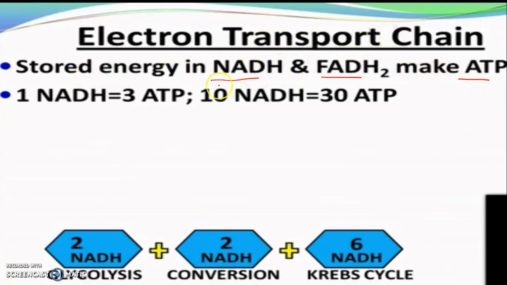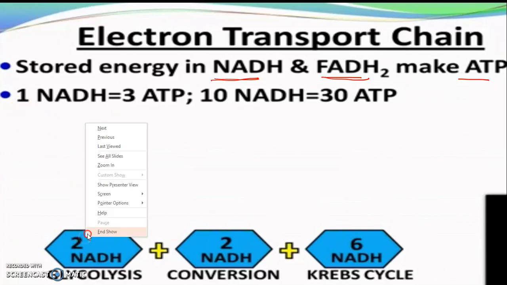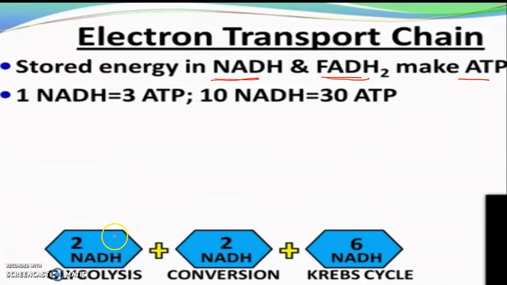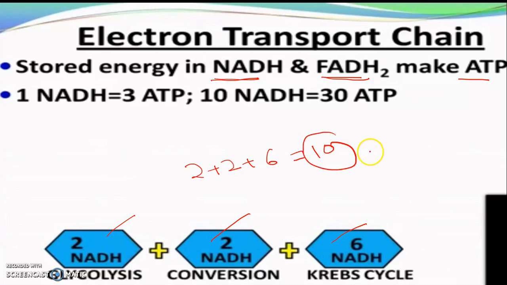So in the electron transport chain, all those NADH and FADH made during glycolysis and the conversion and the Krebs cycle are converted into ATP. If you see, we had 2 NADH from glycolysis, 2 NADH from the conversion phase, and 6 NADH from the Krebs cycle. So if I total this, 2 plus 2 plus 6, that makes 10 NADH.